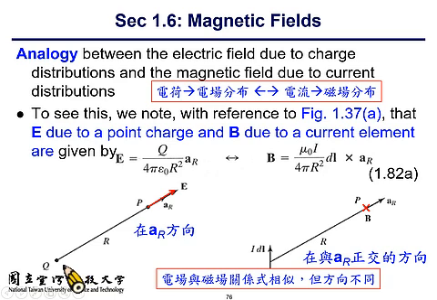The electrical field direction is aligned with the line between the observation point and the source, while the direction of magnetic field is orthogonal to the direction of the line between the source and the observation point.